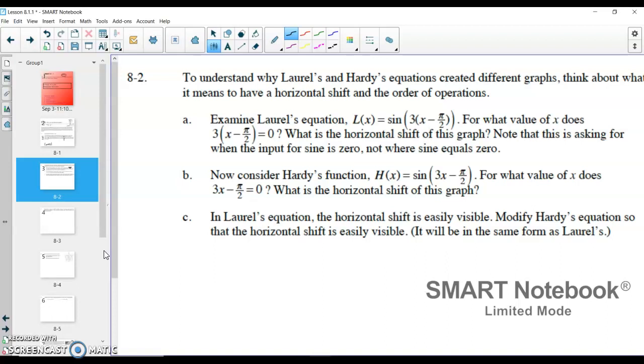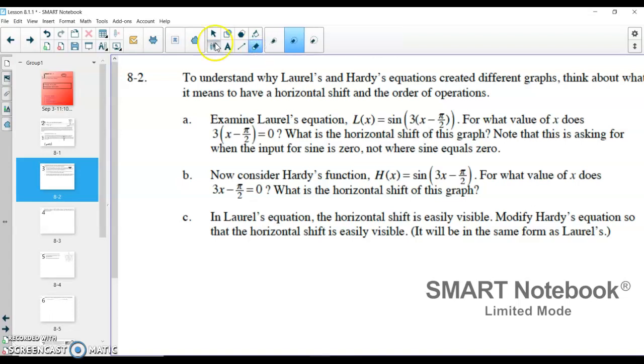Note that it is asking for when the input for sine is 0. Part of the note is a little confusing, but really all that it's saying is that if we solve this for x and figure out what x makes it 0, that's going to make sine equal to 0, which is going to help us figure out how we're getting shifted over, because that's like where our intercept would be.